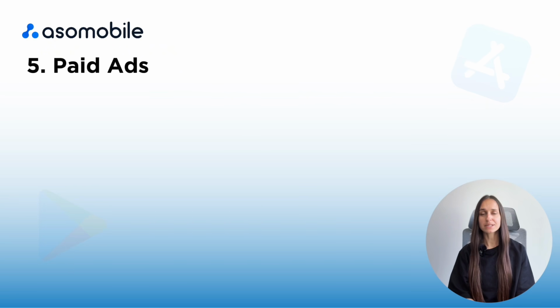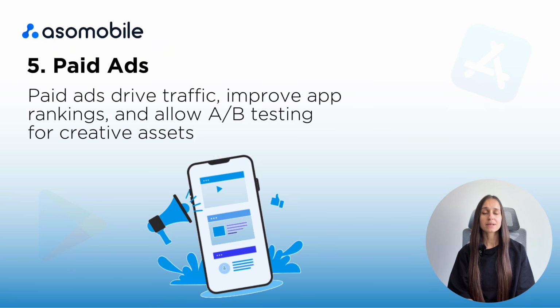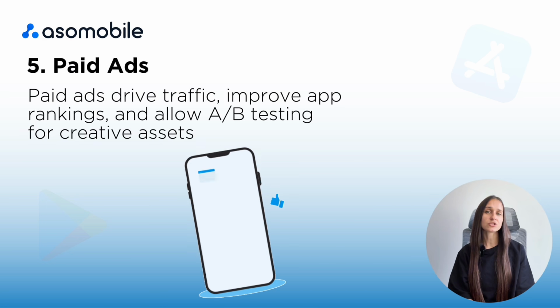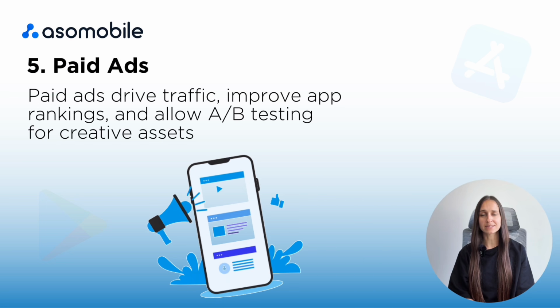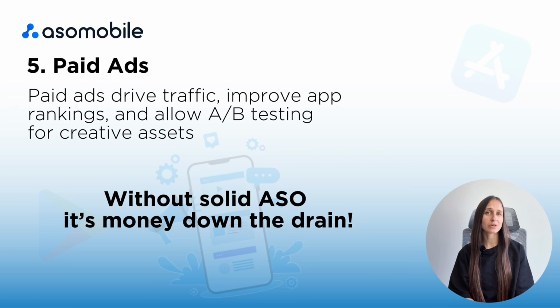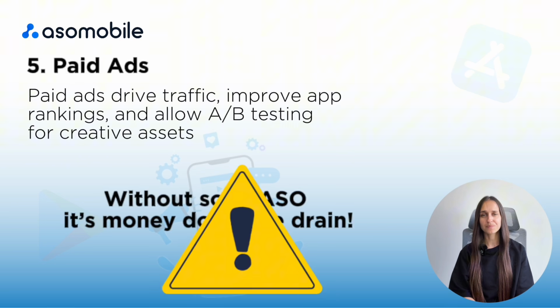Next key aspect is paid ads. Paid ads, like Google Ads, Facebook, and others, can strengthen ASO. It drives traffic, improves app rankings, and allows A/B testing for creative assets. Retargeting campaigns also help retain users, but without solid ASO, it's money down the drain.